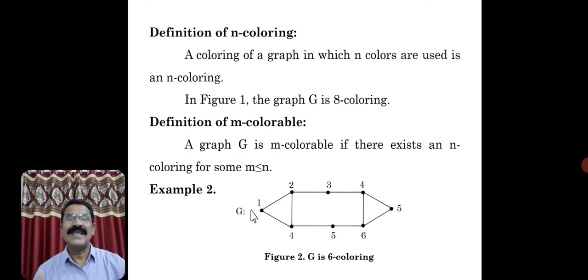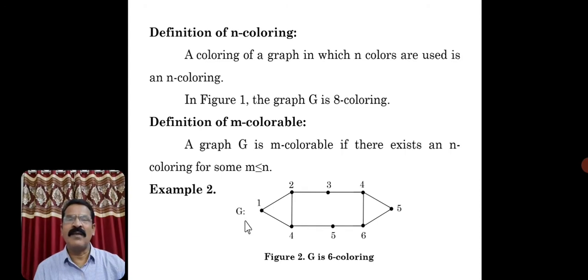So though it is n coloring, it is m colorable. See, we are moving towards our main idea. So minimizing the colors, that should be the idea. So in the previous graph, there were 8 vertices. We used 8 different colors.